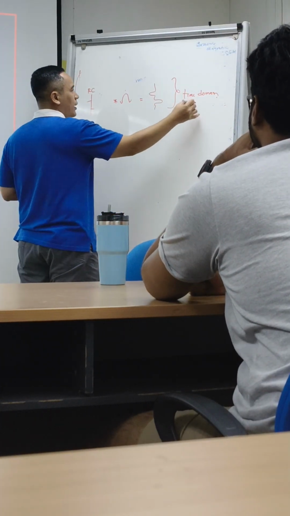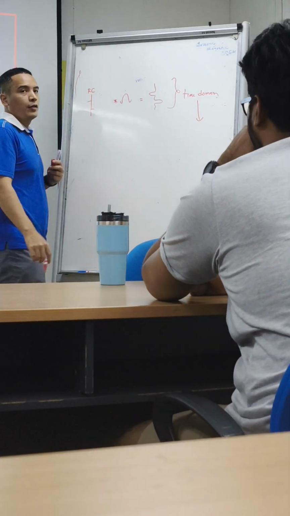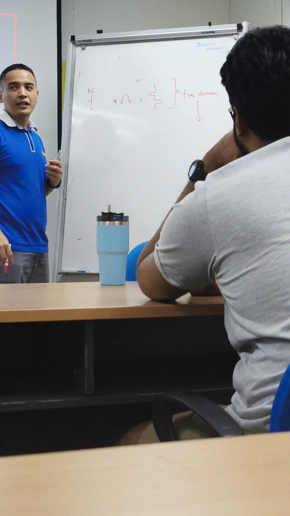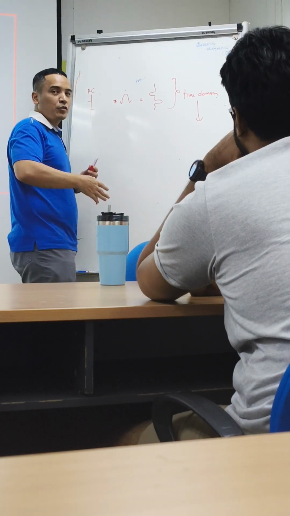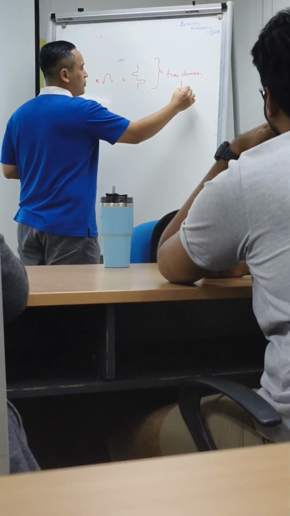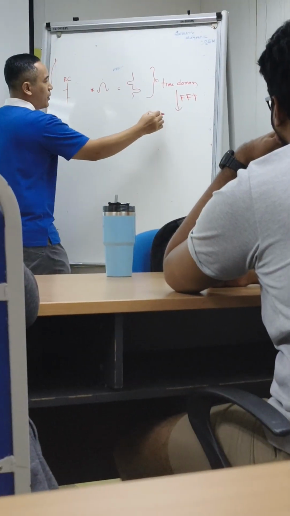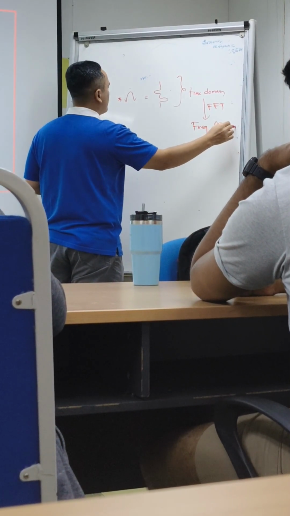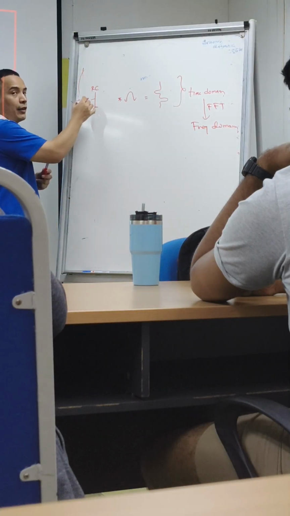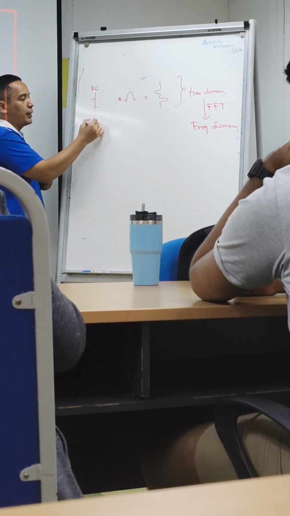So when you do the, have you heard about fast Fourier transform? Fourier transform, you know? That's to convert from time domain to frequency domain. So we call it fast Fourier transform to the frequency domain. So the reflectivity in terms of frequency domain, you will see like this.